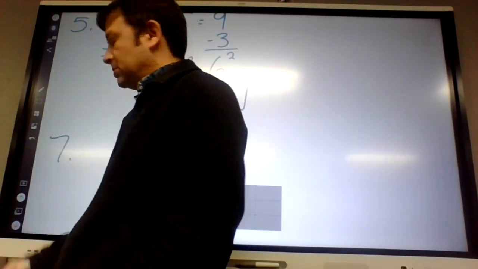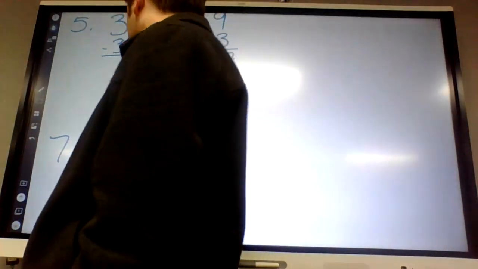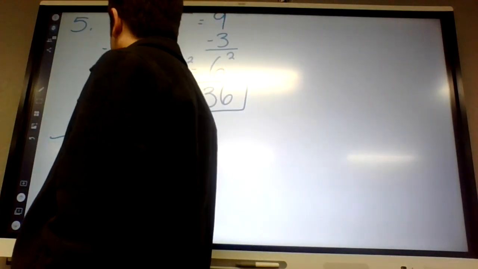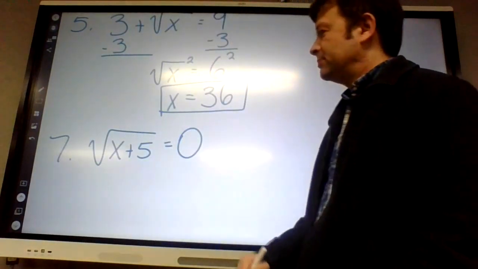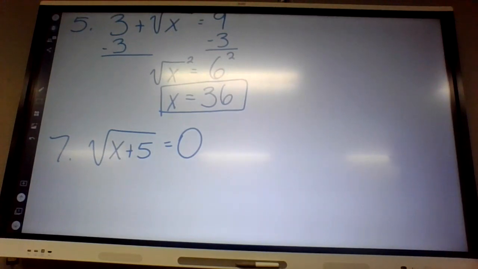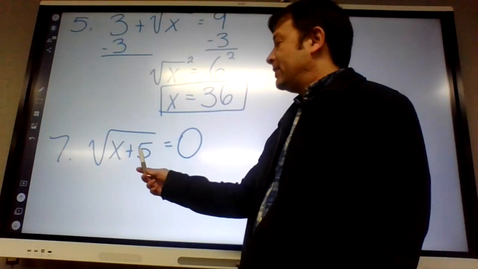Number 7. Square root of x plus 5 equals 0. Maybe I'll do this one in your head. Do you guys know what it's going to be? We're looking for what x is going to be now. Oh. Negative 5. Yeah, because negative 5 plus 5 is 0, right?